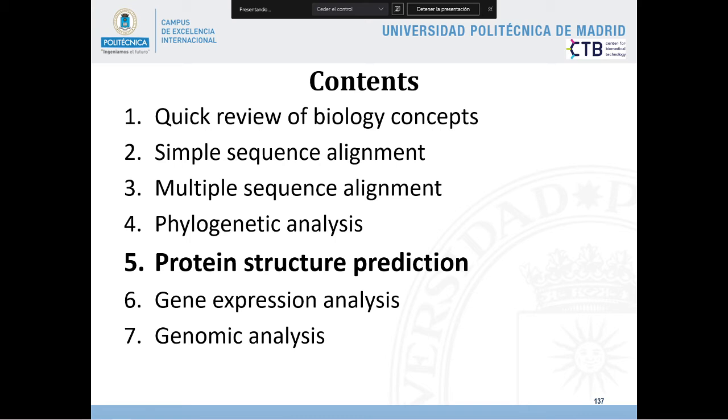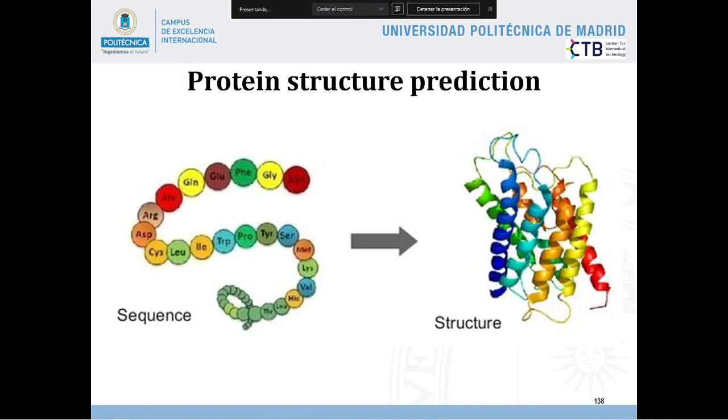In the next point, protein structure prediction is another very huge part of bioinformatics that tries to infer, from the amino acid chain sequences, which structure the protein will adopt. So from a sequence of amino acids, we want to know in three-dimensional space which structure the protein is adopting.